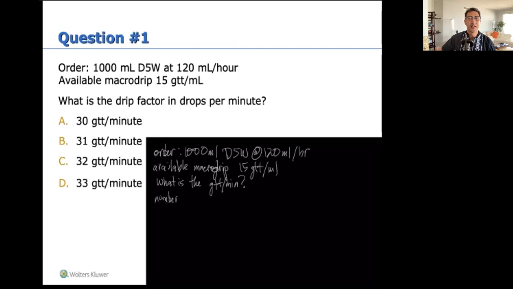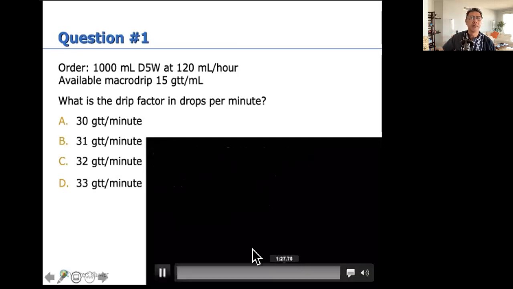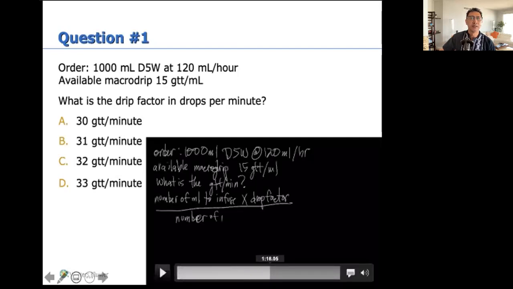First thing I do is write my formula: number of mLs per hour times my drop factor over 60, which is the formula, over the number of minutes, which is 60 for the 1 hour. Come on, let me write faster. All right, let me do this.